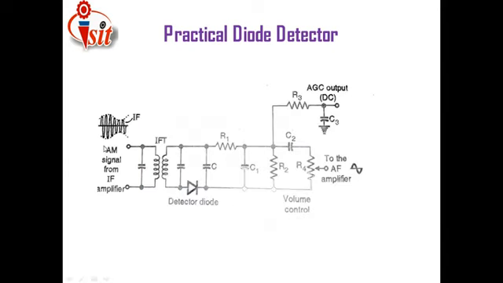here we have applied the AM signal as an input, and the intermediate frequency amplifier output is also applied as an input. What is the meaning of that intermediate frequency? That intermediate frequency is what we have got from the mixer.